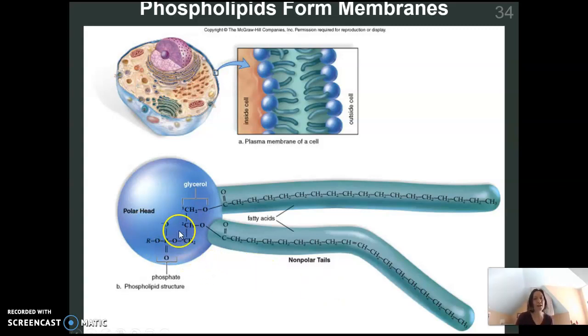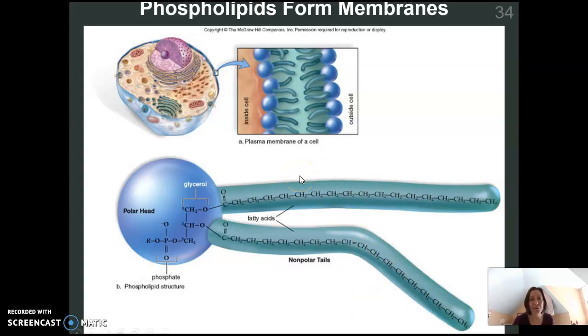It's got a phosphate. Now that phosphate is polar, so that changes this molecule significantly. So it has a polar side to it, which has charge, and a non-polar side. So this part is attracted to water and can dissolve in water, and this part repels water. Now that's really fascinating and important in the plasma membrane.